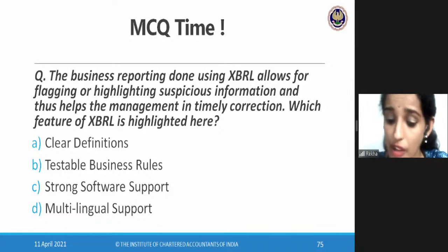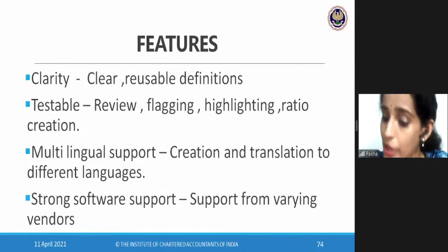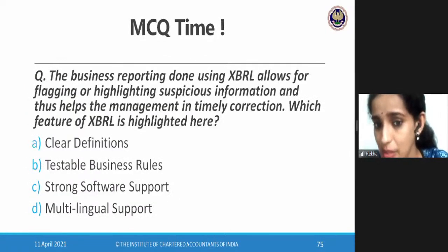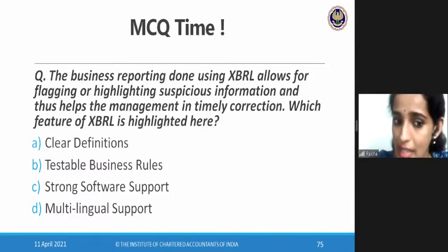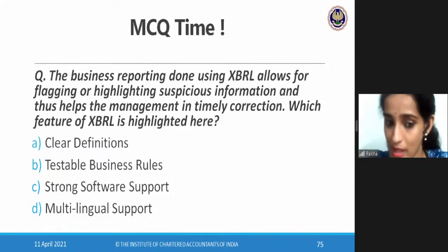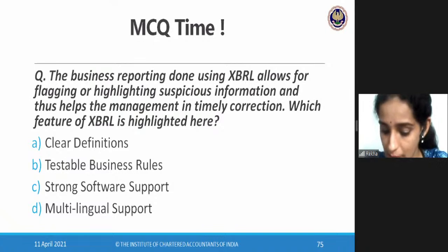Strong software support deals with the support you obtain from the vendors. Now, whenever you are doing reporting using XBRL, whenever you are entering wrong information, there should be some mechanism to correct it, right? So that is done by your testable business rules. Okay, it is not related to clear definitions or strong software support. Understood this?